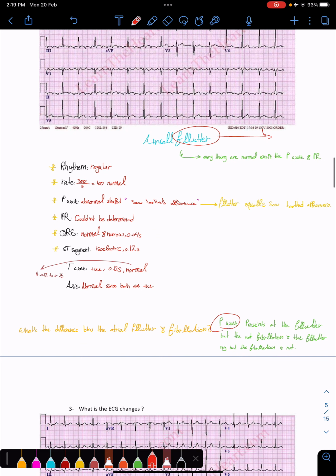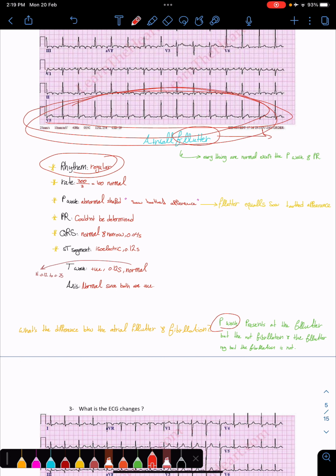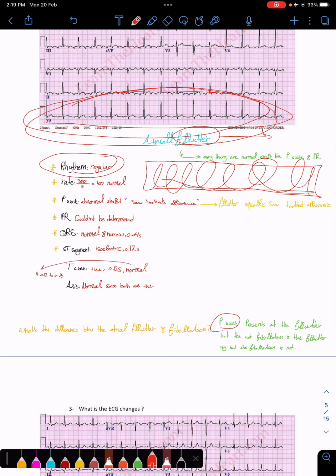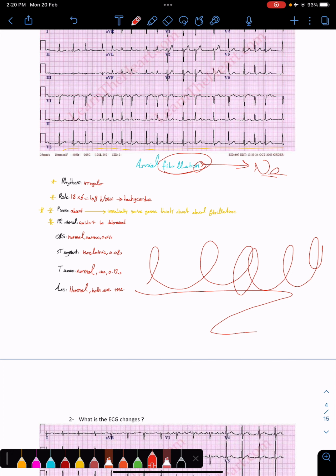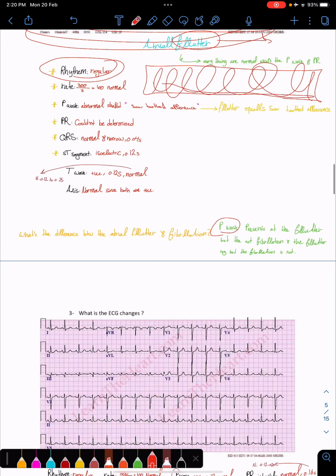What else? The rhythm here is regular, as you could see in the flutter. Just remember, it is a fluttering, so it's regular. The fibrillation is going to be, oh my gosh, not regular at all. It's going to be near here, then far there, or something like this. Okay, this is all.